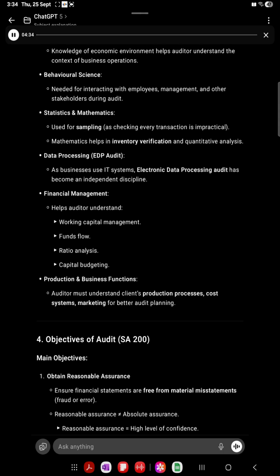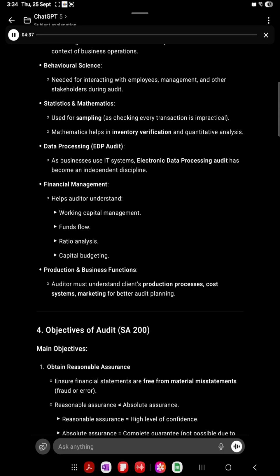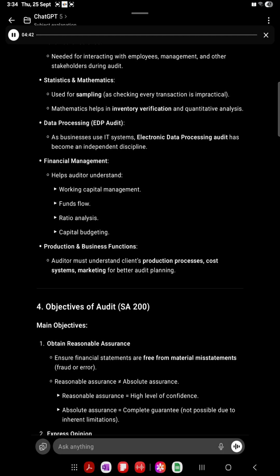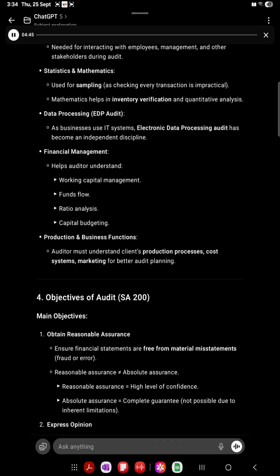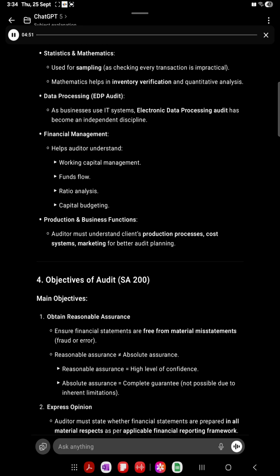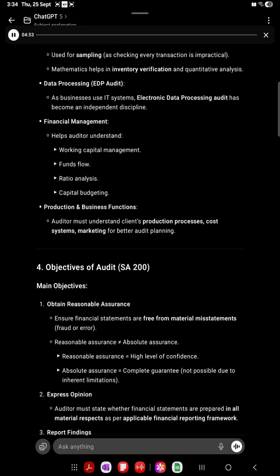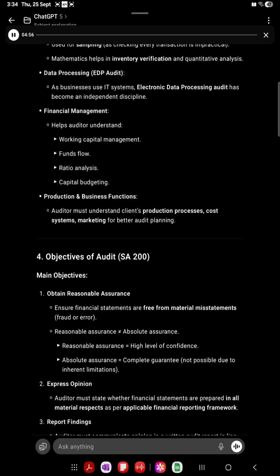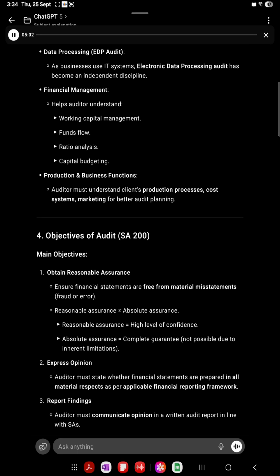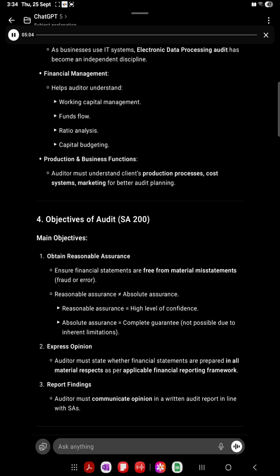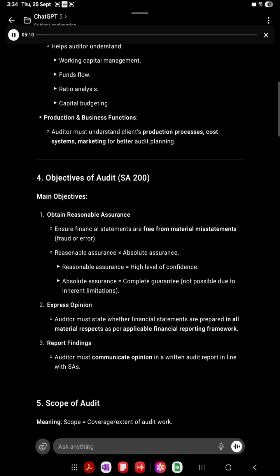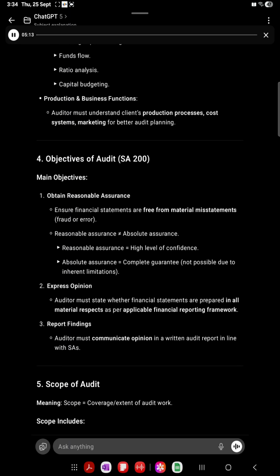Behavioral science: needed for interacting with employees, management, and other stakeholders during audit. Statistics and mathematics: used for sampling, as checking every transaction is impractical. Mathematics helps in inventory verification and quantitative analysis. Data processing, EDP audit: as businesses use IT systems, electronic data processing audit has become an independent discipline. Financial management helps the auditor understand working capital management, funds flow, ratio analysis, capital budgeting, production and business functions. The auditor must understand the client's production processes, cost systems, and marketing for better audit planning.